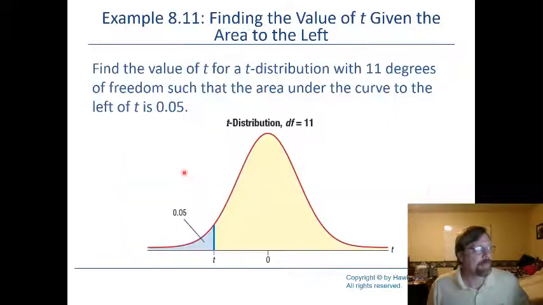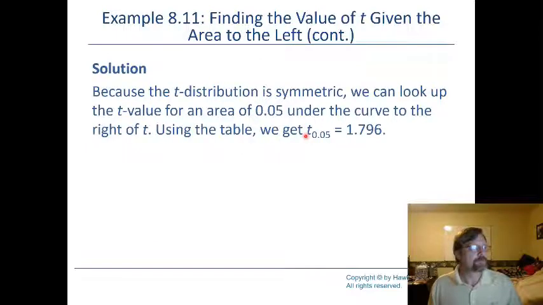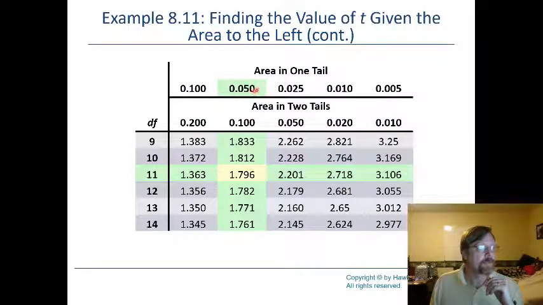Now if we're looking for the area to the left instead of to the right, the area to the left is 0.05, so alpha will be 0.05. Degrees of freedom is 11. We get 1.796. Remember, this is symmetric, so it doesn't matter if I'm looking off to the left or off to the right, it's going to be the same area. We'll go 0.05, 11, 1.796.